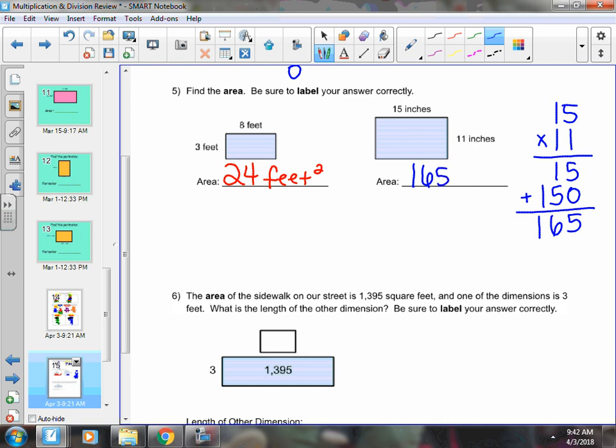165. I'm going to use the word inches. What kind of inches? When I say area, you say square area. Area. Area. So it's got to be square inches. So we just did 2 area problems.